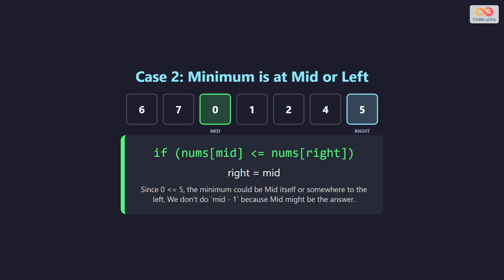Conversely, if the middle element is less than or equal to the rightmost element, it means the middle is already in the smaller right side sorted portion. The minimum could be the middle element itself or something to its left. So, we bring the right pointer to mid.